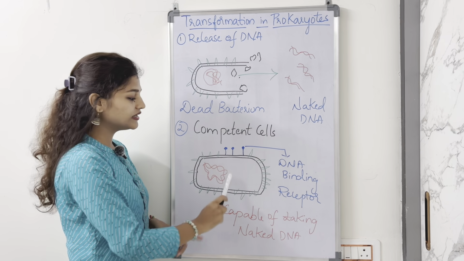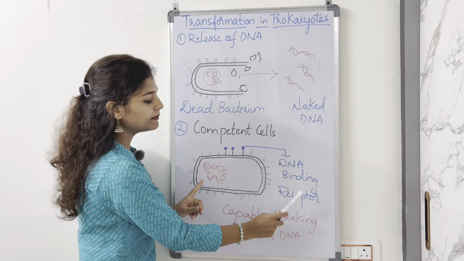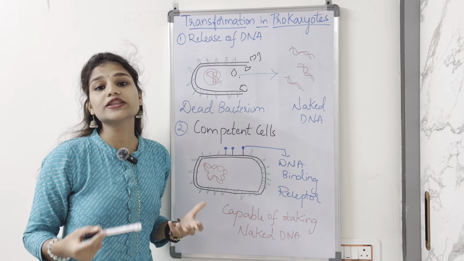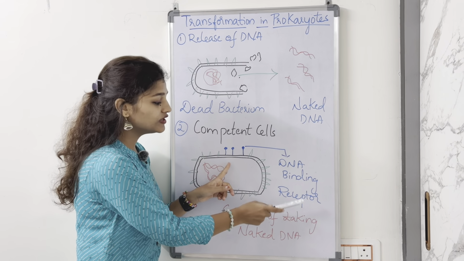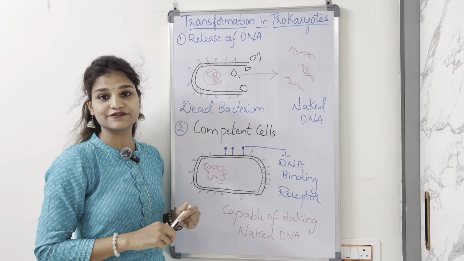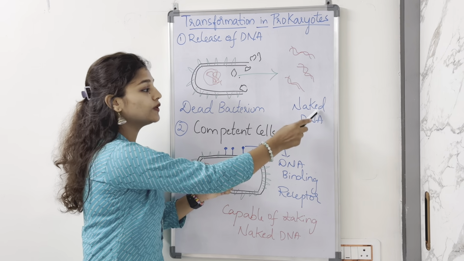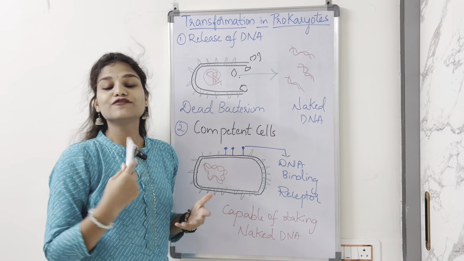See here, this competent cell has DNA binding receptors. Not all bacteria have these receptors on their surface. So, due to the presence of these DNA binding receptors on their surface, they take up this naked DNA from the environment.